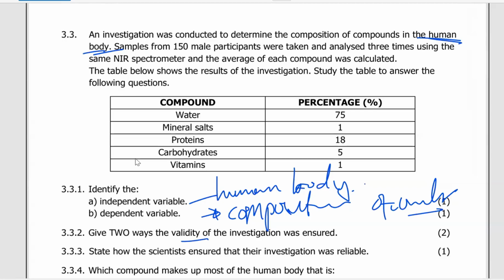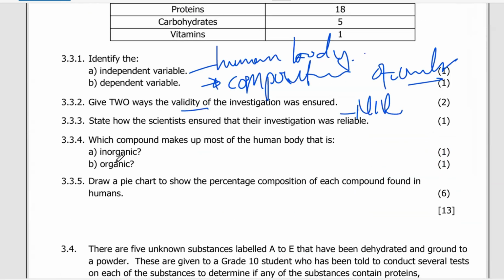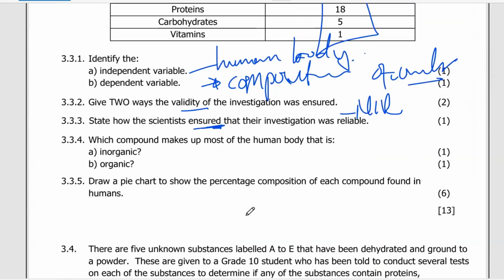Give two ways in which validity of the investigation is ensured. We use the same participants, same male participants, and use the same technique of collecting data. That is the NIR spectrometer. They said it here. Yes, we must use the same NIR spectrometer. They're saying state how scientists ensured it. How did they ensure it? What did they say? They said they used 150 male participants. Yes, they repeated the experiment. And then, is there anything else? They did calculate the average of the compounds, and then that result was obtained.